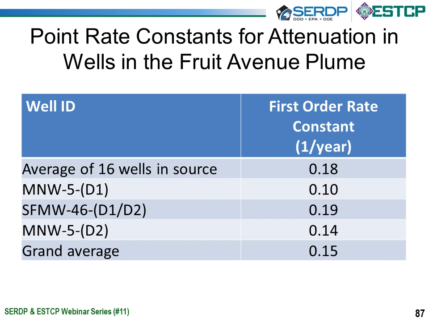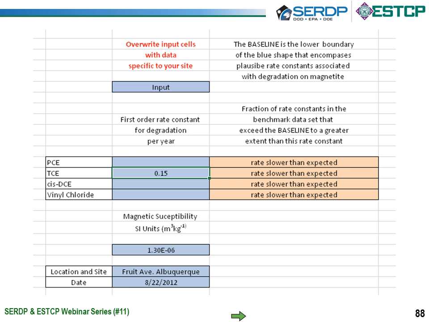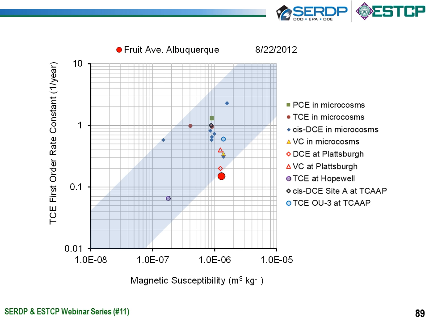So as a first approximation, we're going to average up these point rate constants, get a grand average of about 15% per year, put that into our spreadsheet and plot it up. And it actually is pretty close to our blue shape, effectively indistinguishable. So this makes me have some confidence that it's worthwhile to actually acquire these magnetic susceptibility measurements two different ways: from core material if you have it, or by logging monitoring wells if the wells are screened in non-ferrous material.